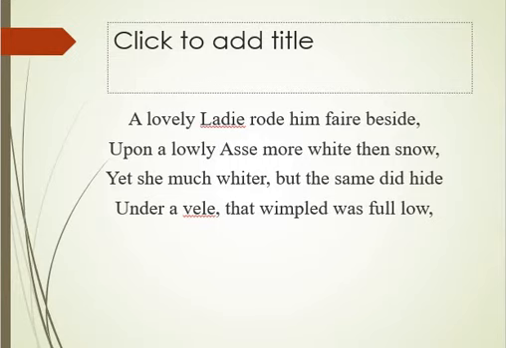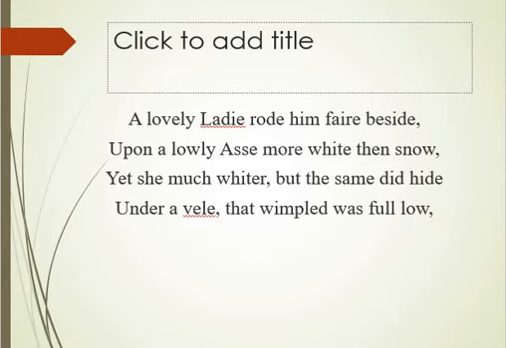I told you that it is a simile. Yet she much whiter, it was more white than snow, but she was even whiter than the ass. But the same did hide under a veil that wimpled was full low, and over all the black stole she did throw. So, my dear students, it explains how she was riding. She was riding on an ass's back, and that ass was more white than snow, and she was even whiter than the ass. It is Una, the lady, that is whiter than the ass.